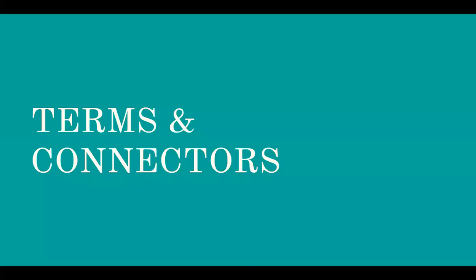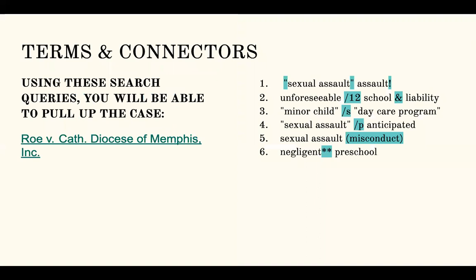So now that we have cited it, we're going to actually look at the terms and connectors in order to search this specific case using different search queries on Westlaw. I have actually used 6 different ways to search it, but we've used all of, I believe, eight or 9 different connectors that you can use. If you typed in any of these 6 searches, you will be able to find our Roe versus Catholic Diocese of Memphis Incorporated case.